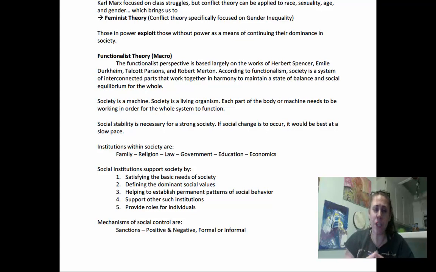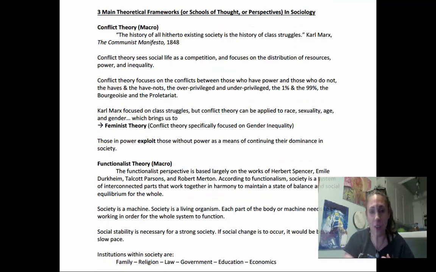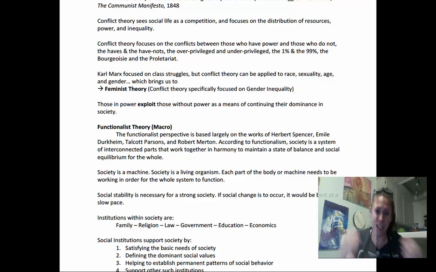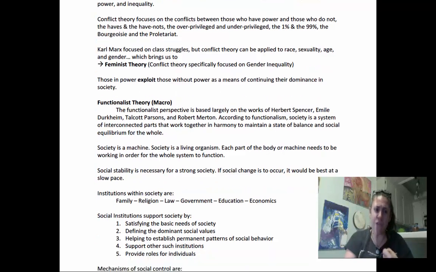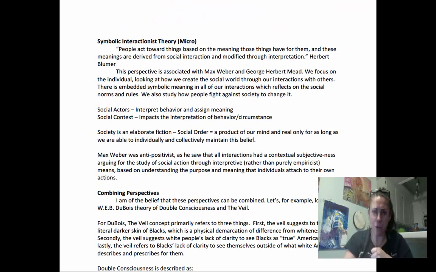This is going to be looking at how people come together in society, work together, how institutions come together and work together within society. It's about working together, where conflict theory, of course, is looking at the conflict. Functionalist theory is looking at how things work together.